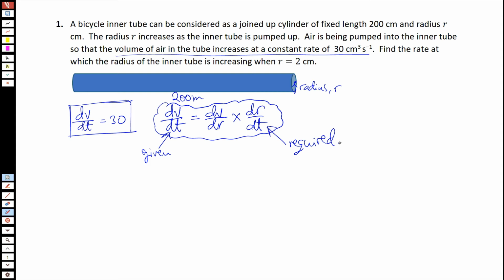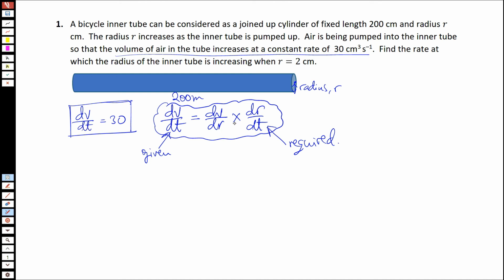Okay, so what you're trying to calculate here is the rate at which the radius of the inner tube is increasing when r is equal to 2. So we'll figure that out later on. We'll use this quantity to calculate dv over dr.